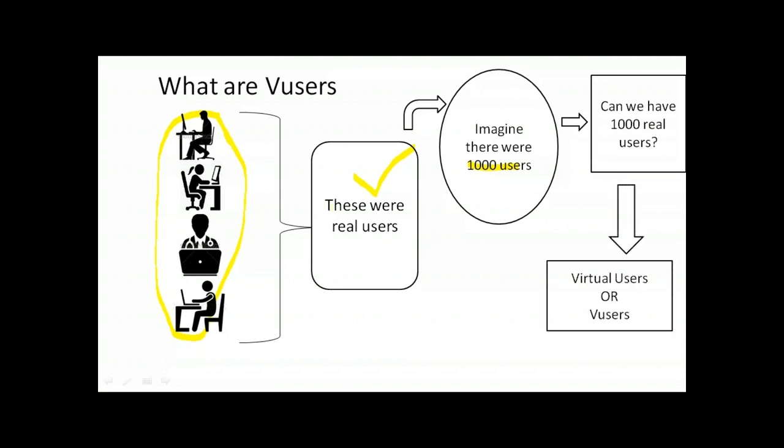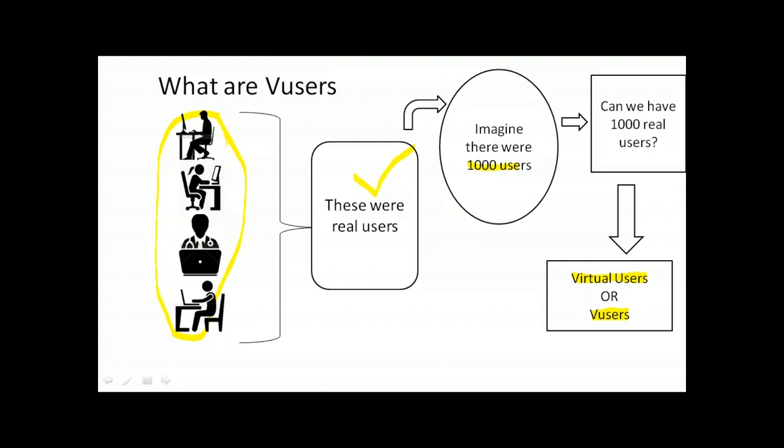So these guys came up with a concept called virtual users, popularly called V users. V stands for virtual. So what we are doing is replacing the real users with the virtual users. What are these virtual users? These are tool generated users or machine generated users. They are not real users, but they just act like real users.